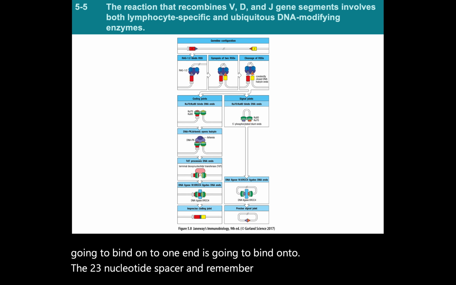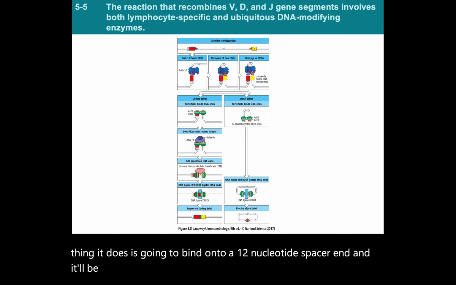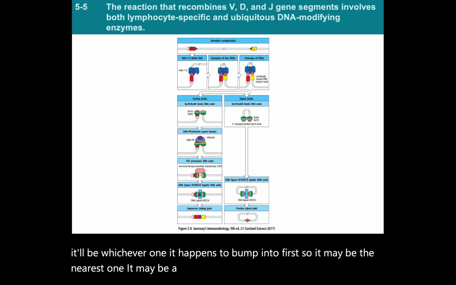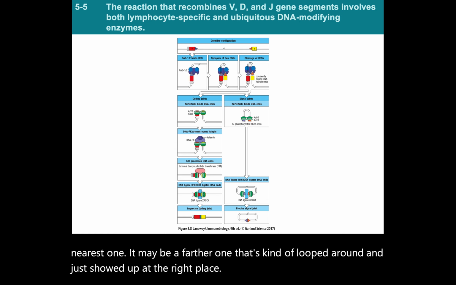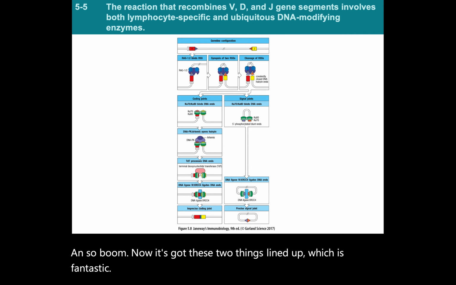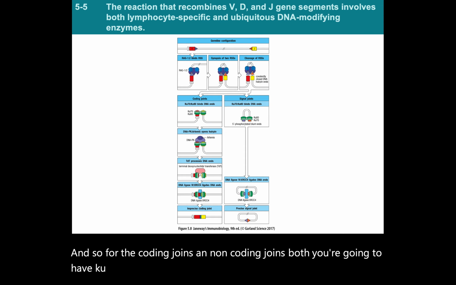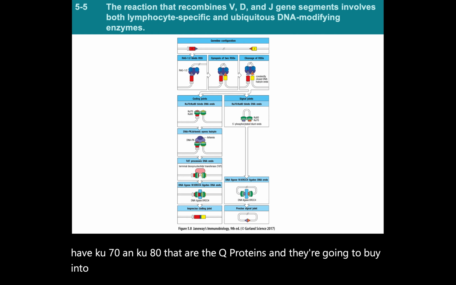And then the next thing it does is it's going to bind on to a 12 nucleotide spacer end. And it'll be whichever one it happens to bump into first. So it may be the nearest one. It may be a farther one that's kind of looped around and just showed up at the right place. And so boom, now it's got these two things lined up, which is fantastic. And so for the coding joins and non-coding joins both, you're going to have Ku70 and Ku80, the Ku proteins, and they're going to bind to the DNA ends.